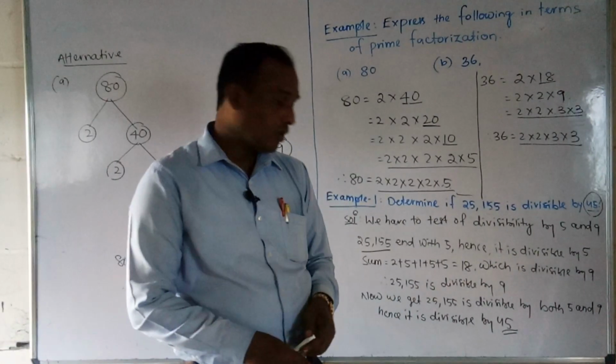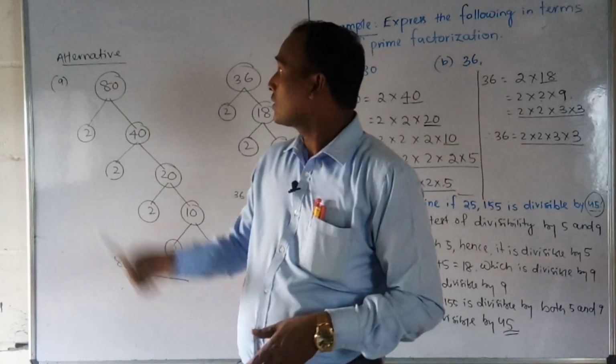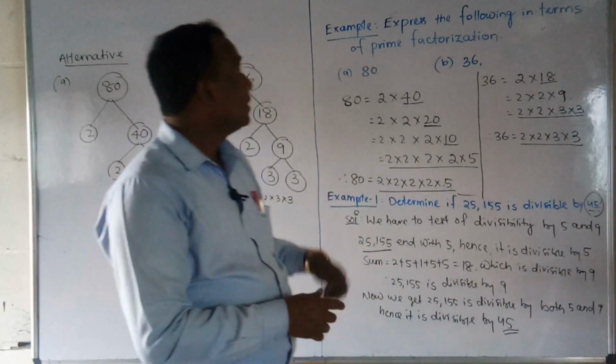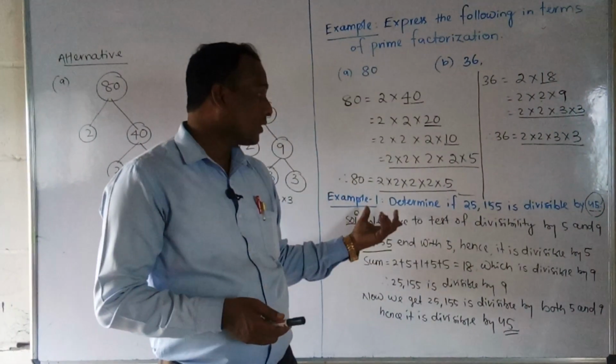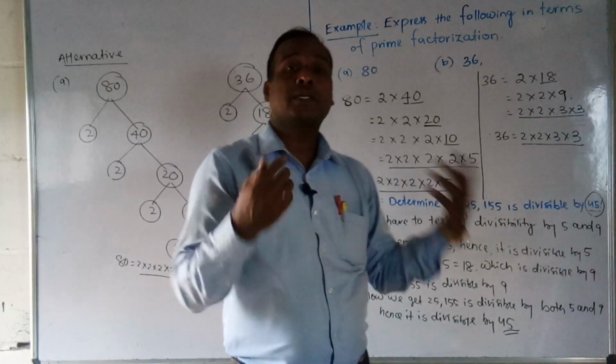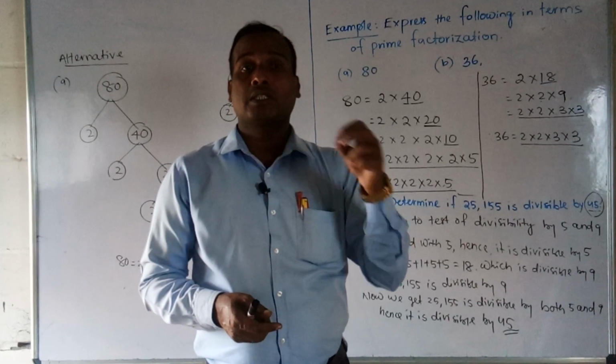Okay, friends, I hope you have understood that. What are co-prime numbers, what is prime factorization, and how will we find out, if we are given a big number, whether it is divisible or not? We have to check.